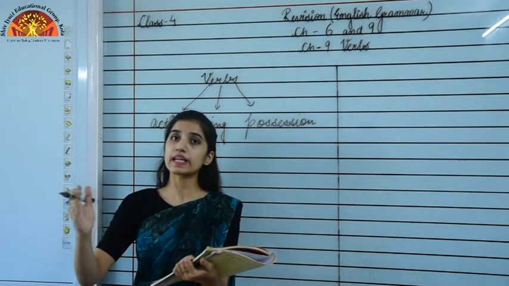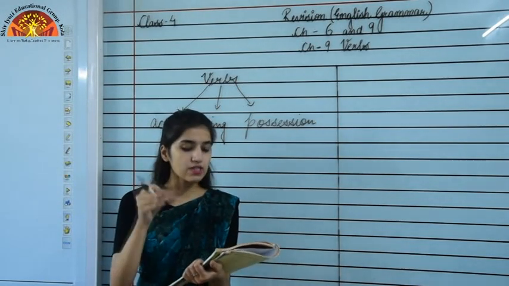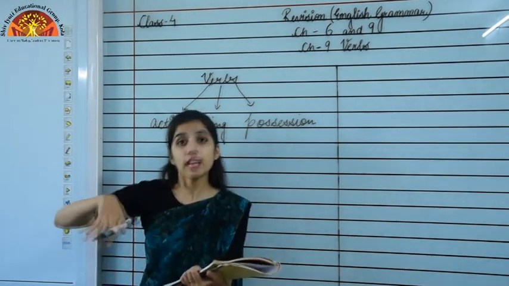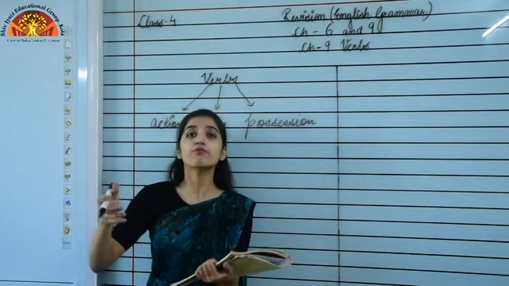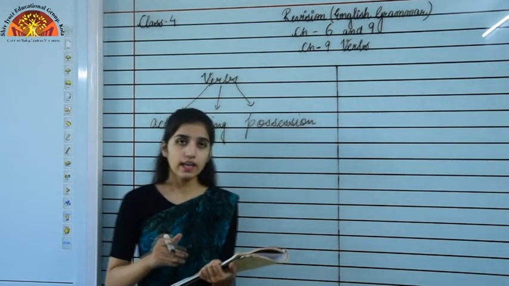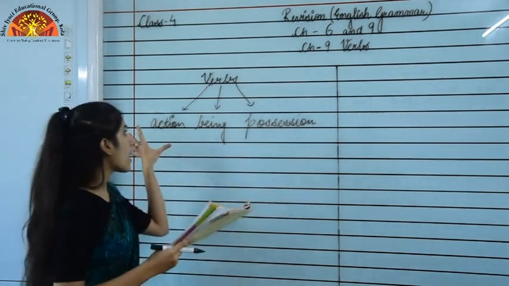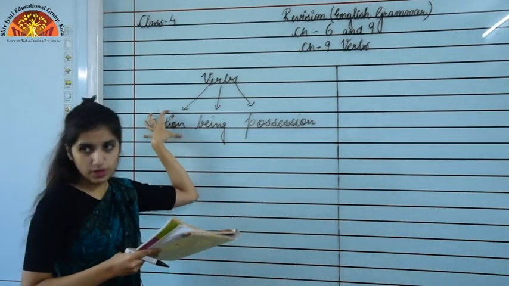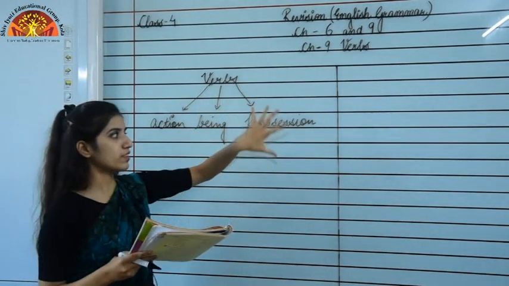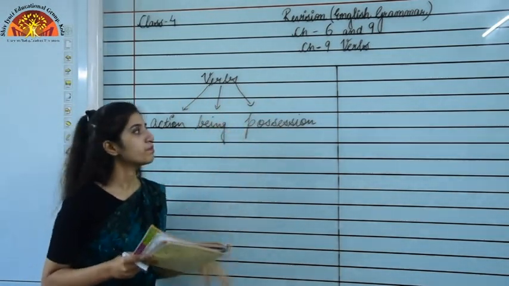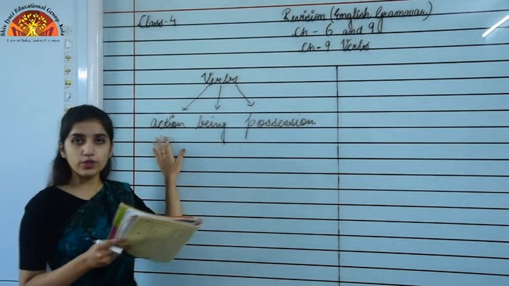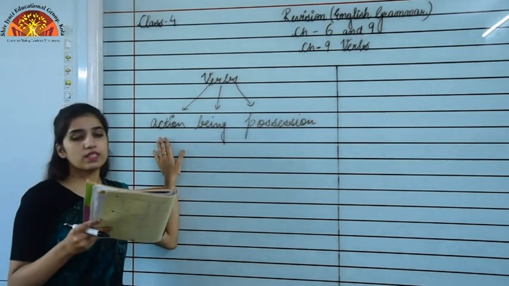Okay, now you can see the third sentence. Shalini has a red dress. So has is representing the possession, that the red dress is of whom? Shalini. So has is showing the possession. So now we are going to study verbs that denote action, verbs that denote being and verbs that denote possession. First we are going to see verbs that denote actions.